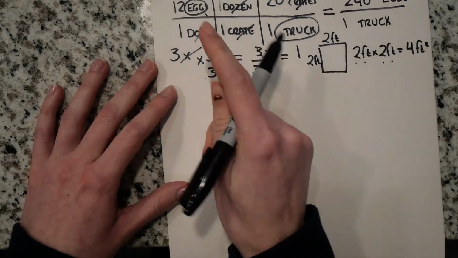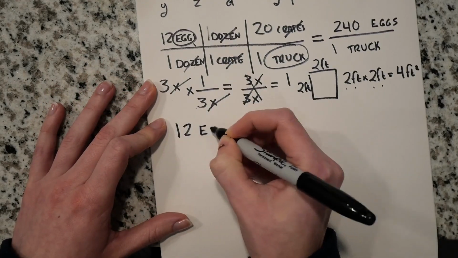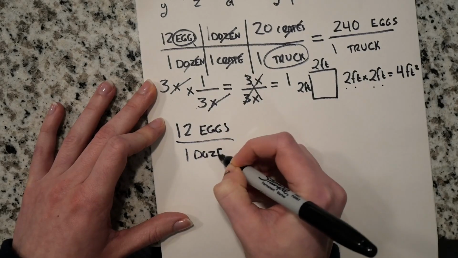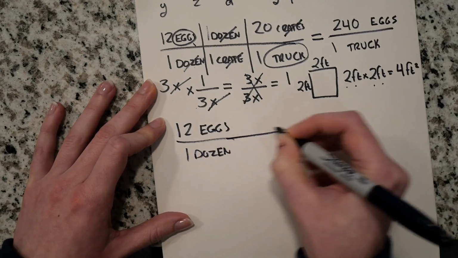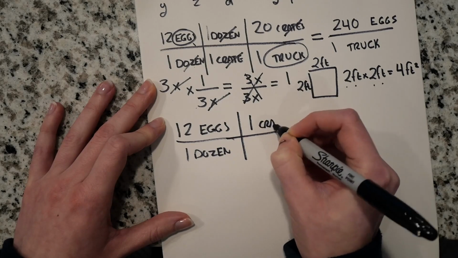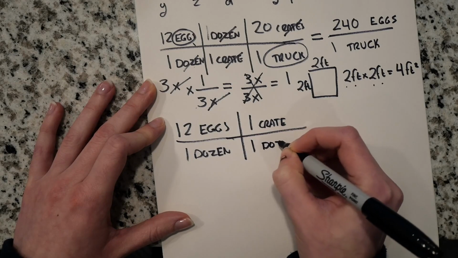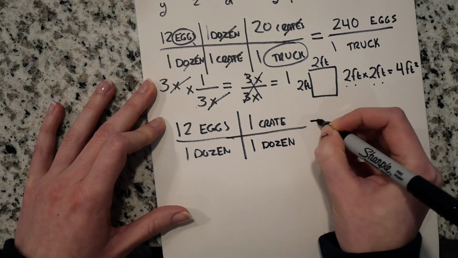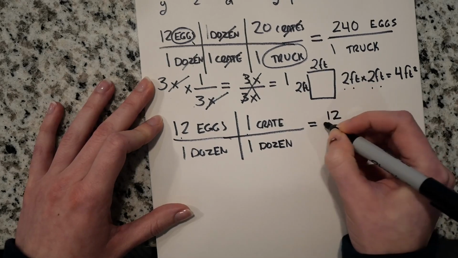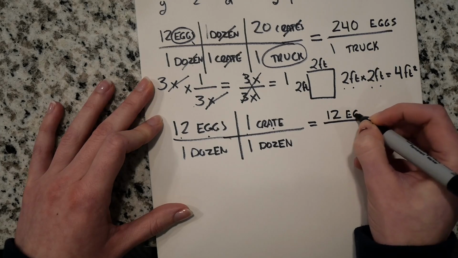So for example, if we set this up wrong, and I'll do a shortened version, we'll say 12 eggs per 1 dozen, oops, times 1 crate per 1 dozen. Then we've got this issue where we're multiplying these, so we get 12. And we multiply these, so we get 12 egg crates.